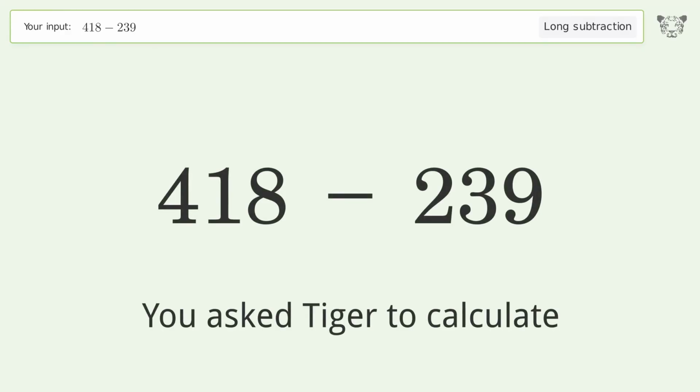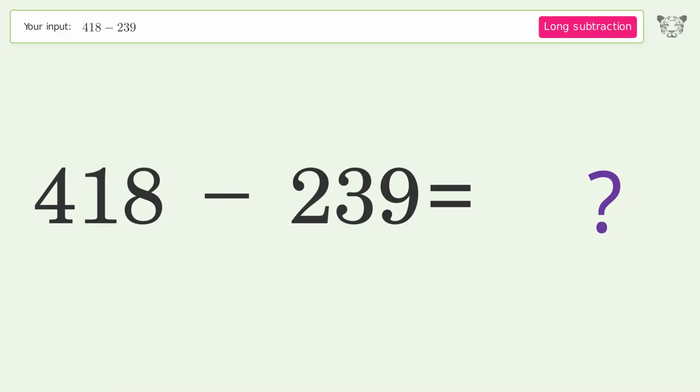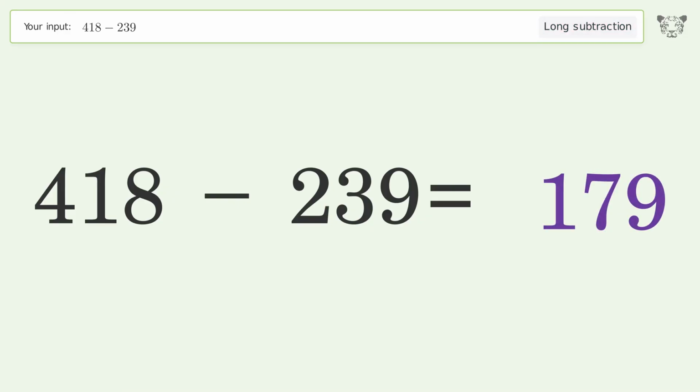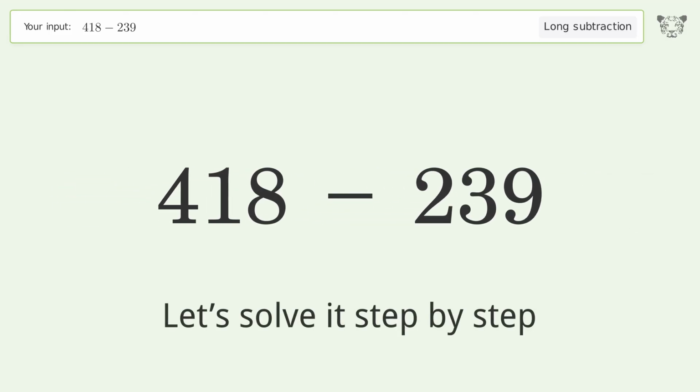You ask Tiger to calculate. This deals with long subtraction. The final result is 179. Let's solve it step by step.